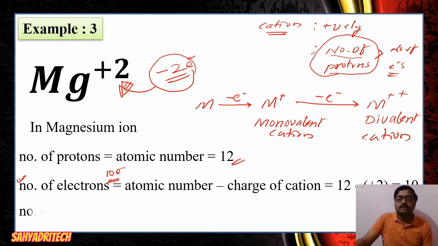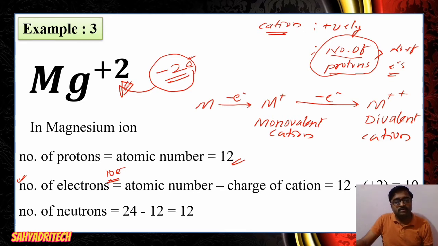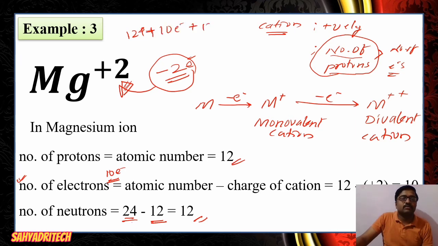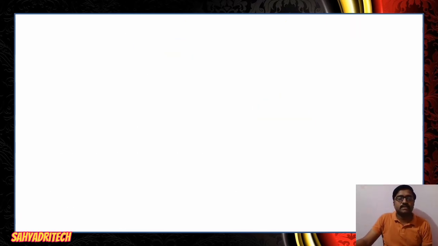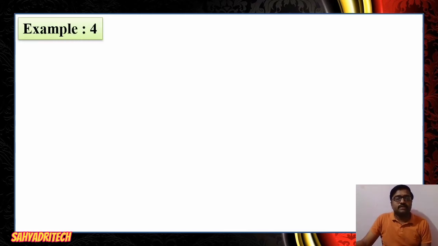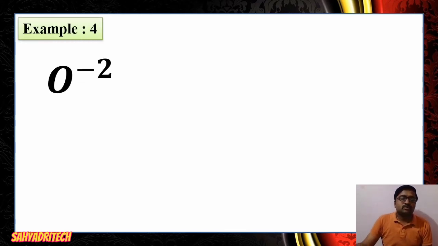And again, what about neutrons? Again, there is no change in the value for neutrons. Neutrons also remain same. So number of neutrons is equal to mass number minus atomic number, 24 minus 12. So 12 neutrons. So I can say overall here, in case of Mg2 plus, how many protons? 12 protons present. And what about electrons? It has 10 electrons. And what about neutrons? It has 12 neutrons. Okay. Yes.